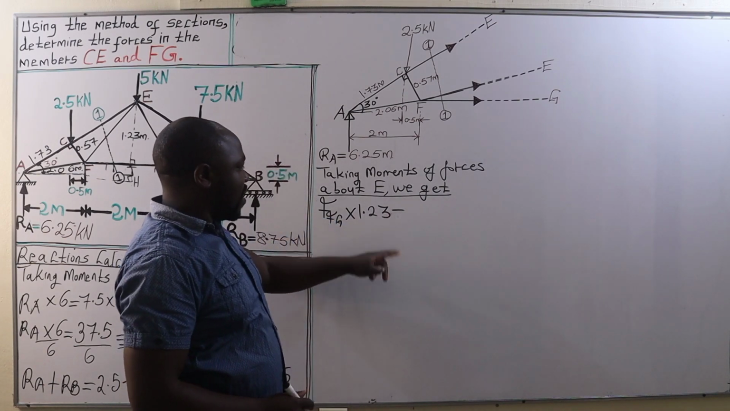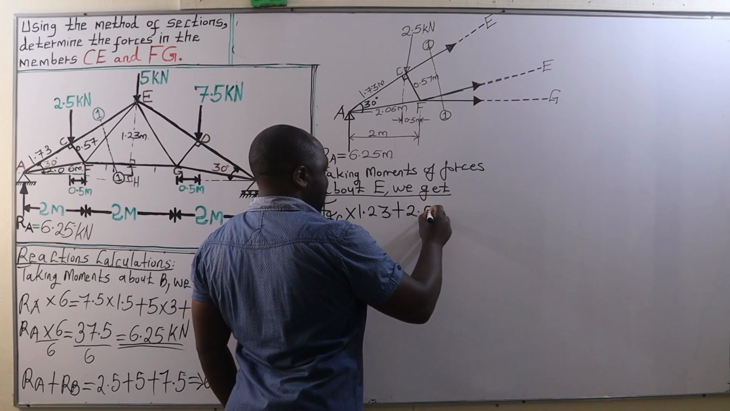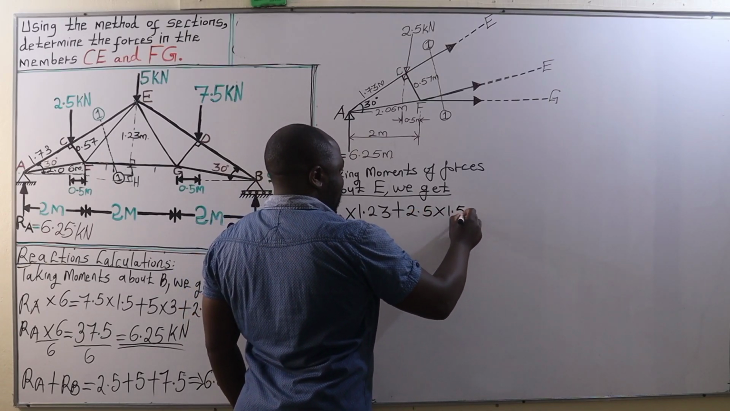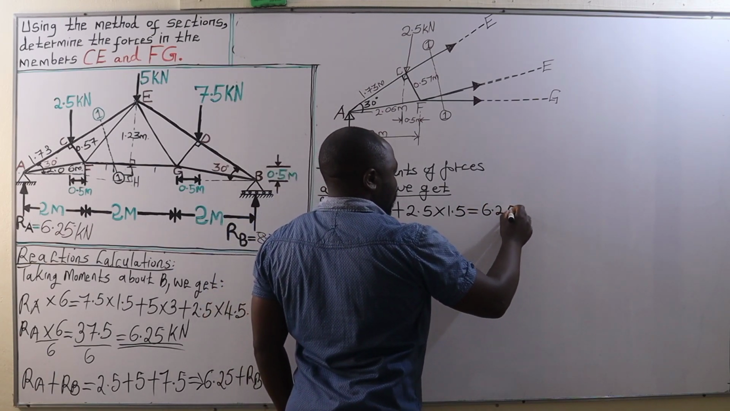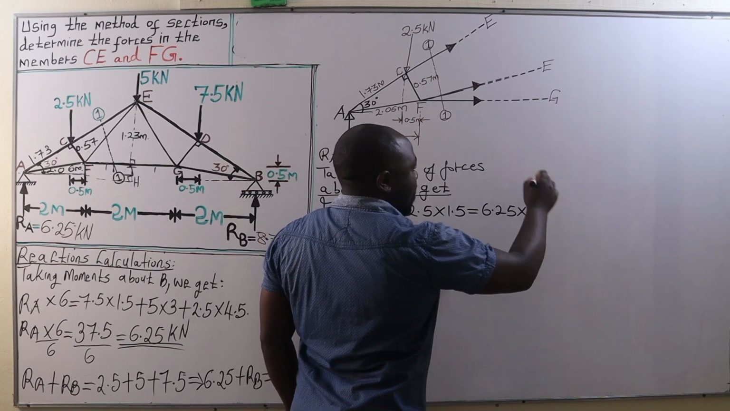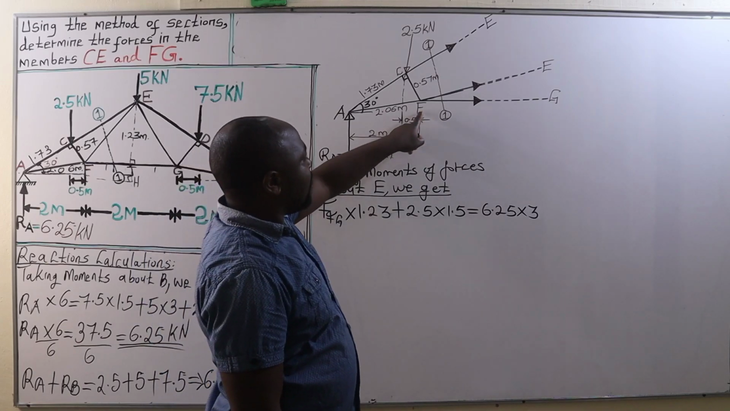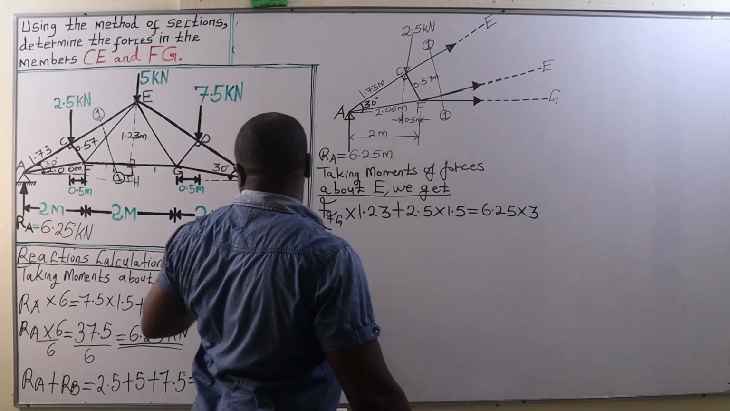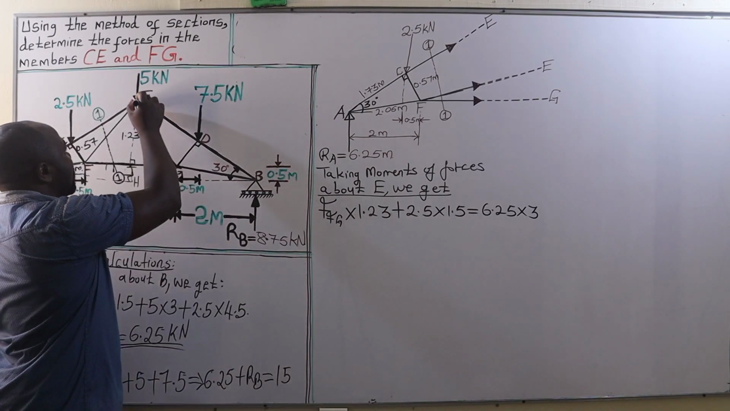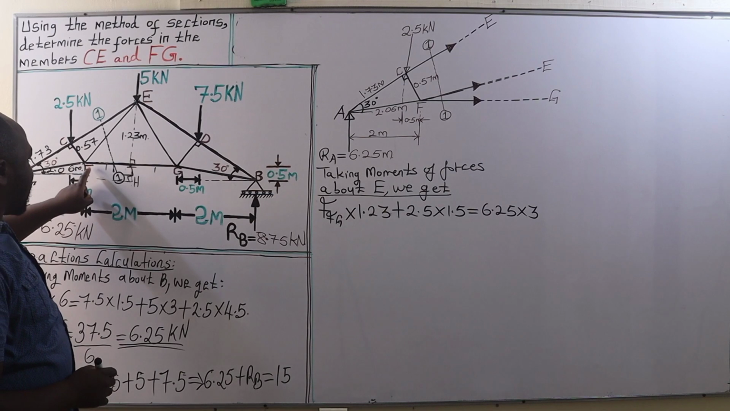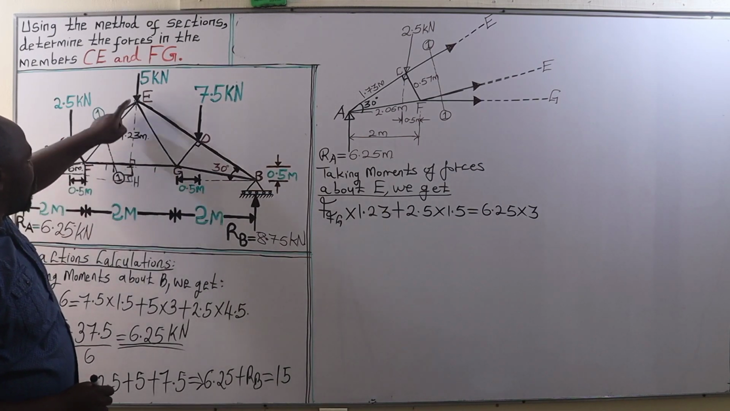So FFG times 1.23 plus 2.5 multiplied by 1.5 is equal to 6.25 multiplied by 3. So in this case, we have the force FFG, that is the force acting on this member FG, multiplied by the distance. Remember, you are taking moments about E. Therefore, the force acting on this member FG times the distance from J to E.